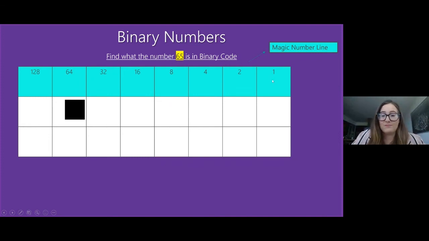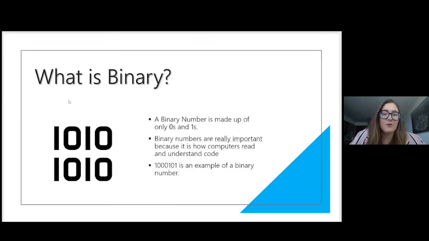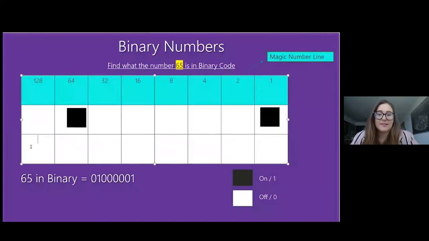Well, 1. Okay. So what we do then is wherever there's a black square, it's a 1. And wherever there's a white square or just a blank square, it's a 0. So if I pop out of this now, I'm going to say this is 0 because I didn't use it. And I used this, and I didn't use this or this or this or this or this. And I used this one here. So 65 in binary code is literally 01000001.